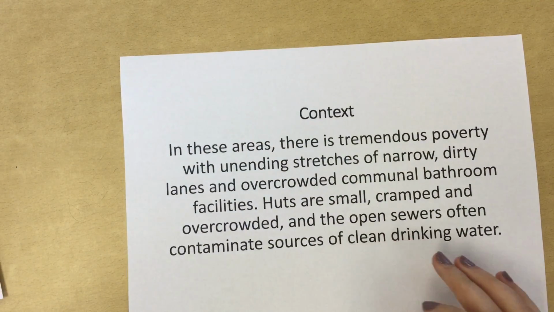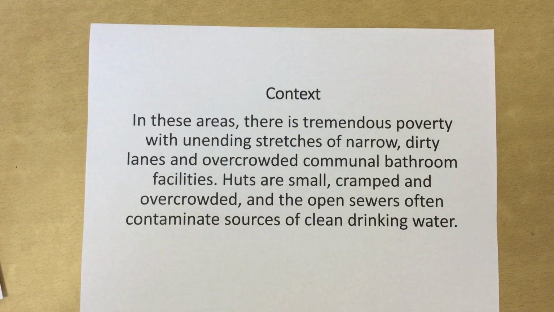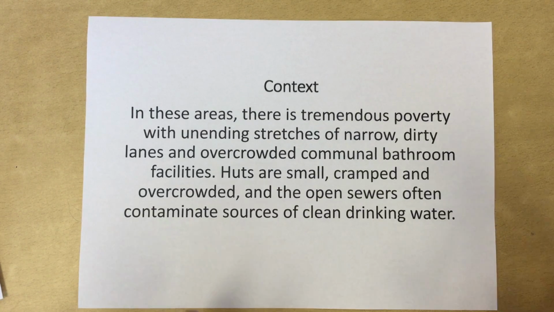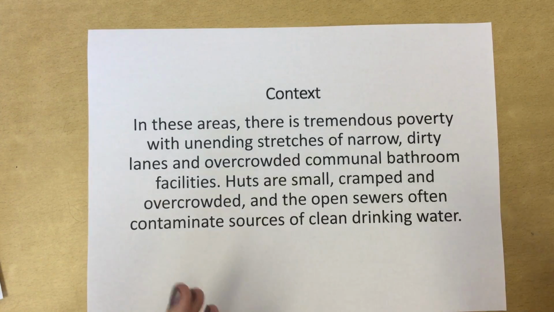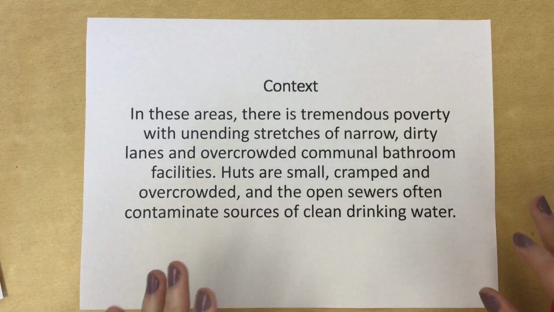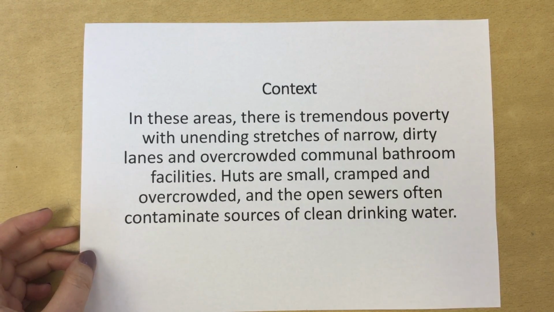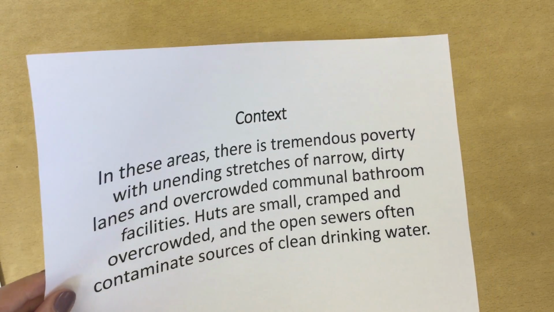So in these areas, there is tremendous poverty, with unending stretches of narrow, dirty lanes and overcrowded communal bathroom facilities. Huts are small, cramped and overcrowded, and the open sewers often contaminate sources of clean drinking water. So the overall setting of this poem is very, very poverty-stricken, and it really reflects in the structure and the description within the poem.